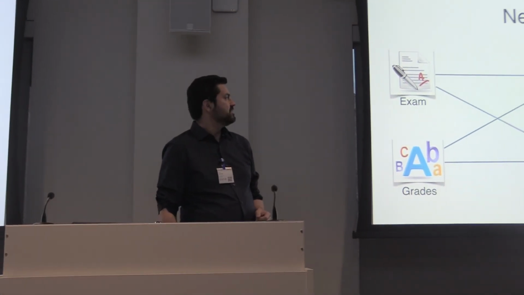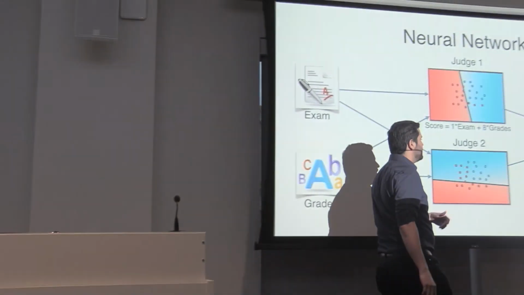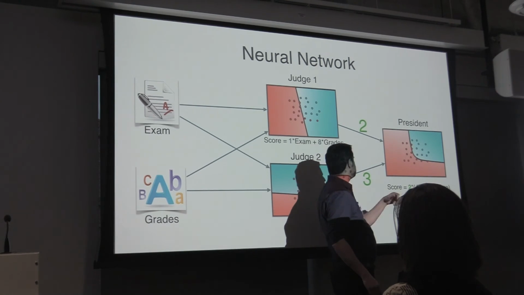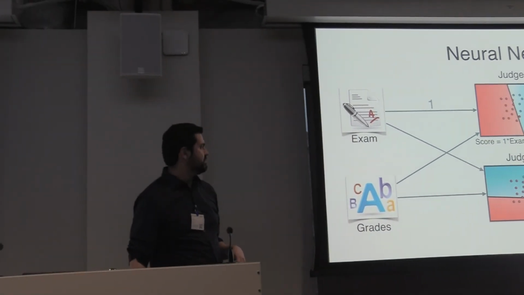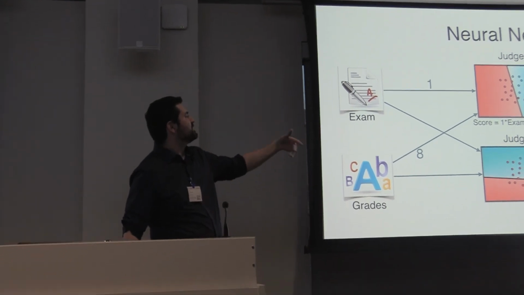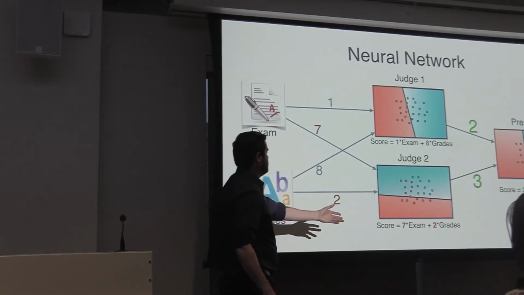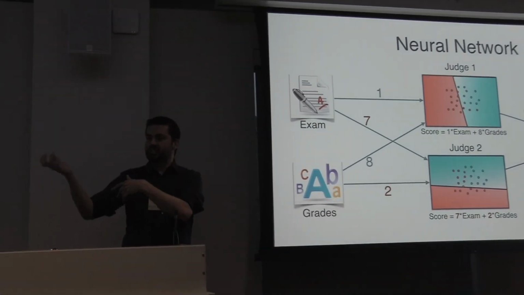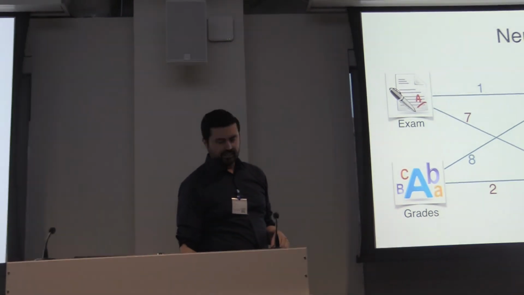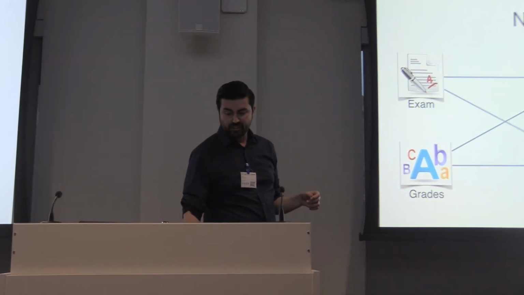Since I'm running out of time, let me just be brief about this. If you have 2 times the score of the first judge plus 3 times the second one, you put the 2 and the 3 there. And if this judge is 1 times his time plus 8 times grades, then you put the 1 and the 8 there, and then you put these weights over here. So every edge has a weight based on the model that each judge picked, and those are the numbers that the weights are associated with in the neural network.